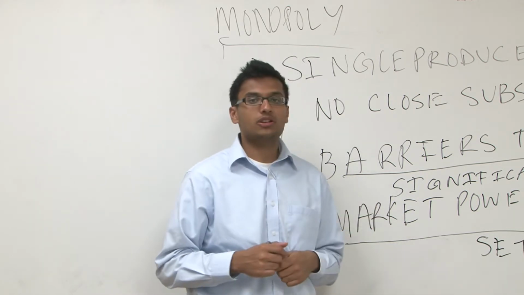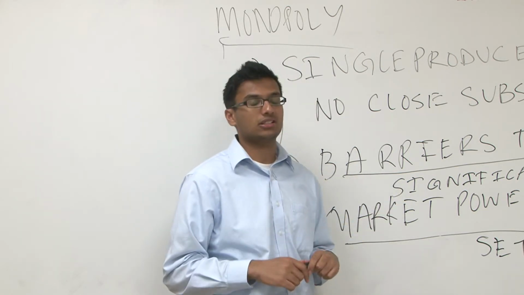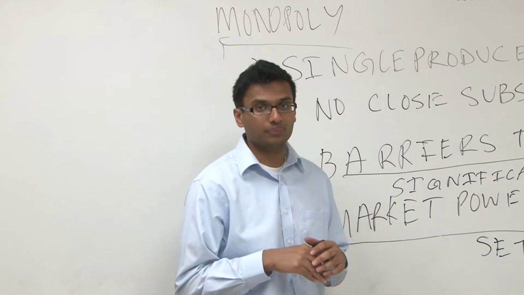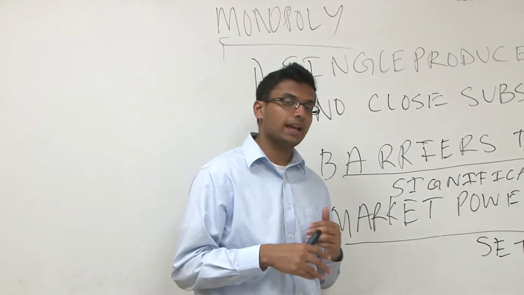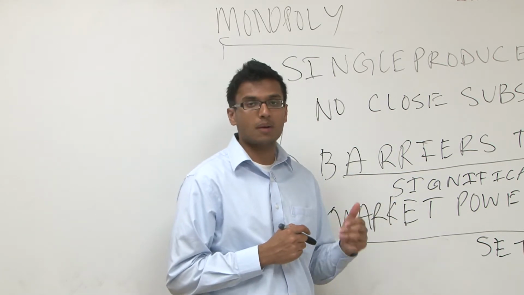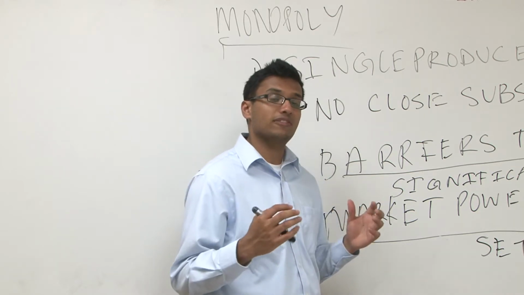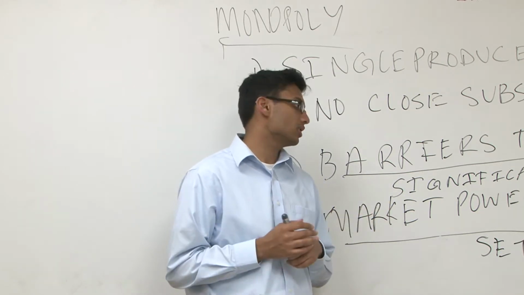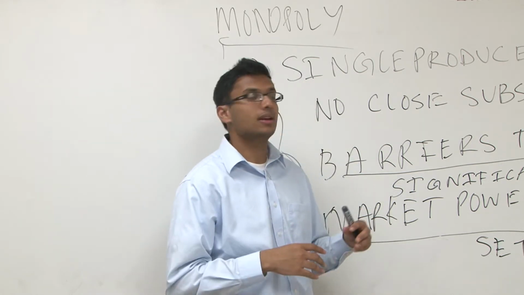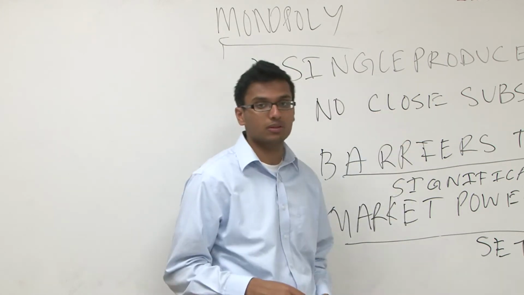Third is the fact that barriers to entry are significant. We've talked about this in detail in the last class, saying what kind of barriers to entry there are. For those of you who just want a quick recap, we talked about legal barriers, like patents, copyrights and trademarks. We also talked about control over resources. Monopolies have control over resources, so other people cannot tap into those resources and make it not a monopoly, because they won't be a single producer anymore.